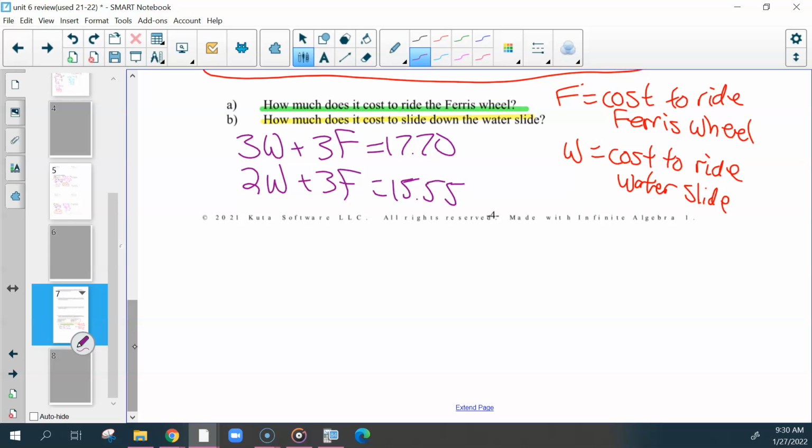So here we could eliminate our F's by subtracting. And when we subtract the entire equation, 3 minus 2 gives us just 1. 1770 minus 1555 is 215. These are word problems, so we need units. We're looking for cost, so our units would be dollars.